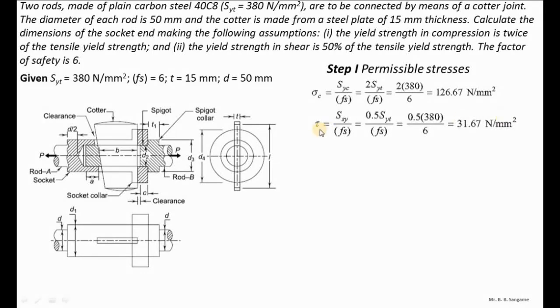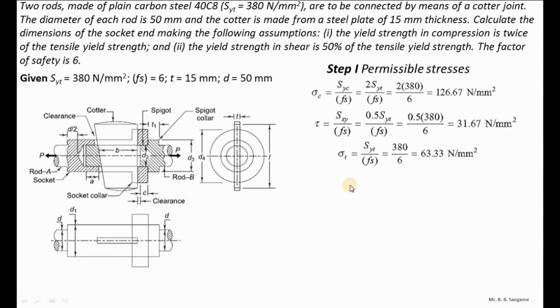Similarly, the permissible stress in shear, tau, is equal to the yield strength in shear divided by the factor of safety. The yield strength in shear is not given, but the condition is that it is 50% of the tensile yield strength. So I have multiplied SYT by 0.5 and divided by the factor of safety, so it will be 31.67 Newton per mm square as per the calculation. Similarly, the permissible stress in tension, sigma t, is equal to SYT divided by the factor of safety. SYT is 380 divided by 6, which is 63.33 Newton per mm square. So finally we have calculated the values of all the permissible stresses in tension, shear and compression.